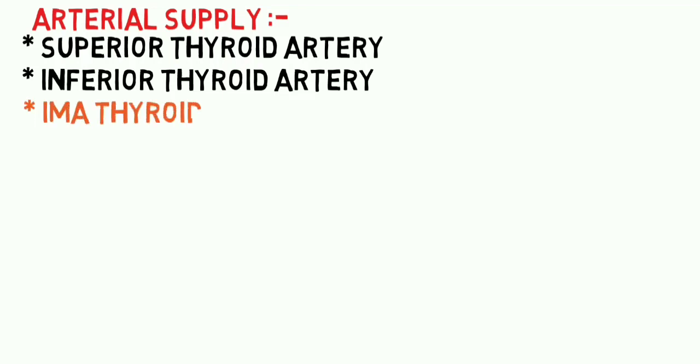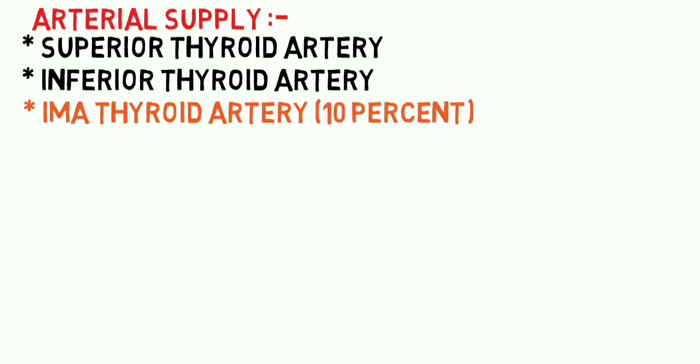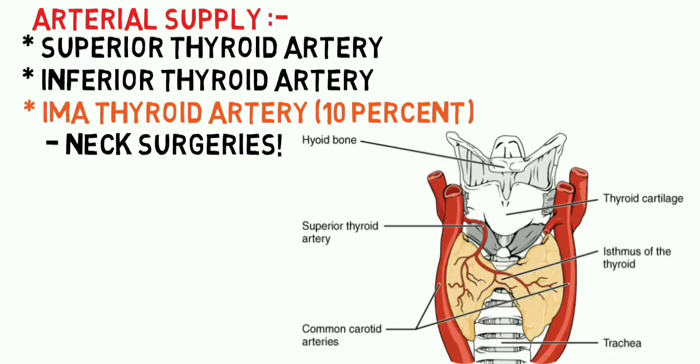In about 10% of cases, there is one more artery known as the thyroid ima artery. Now this artery can be damaged in neck surgeries. It is present in the midline in those 10% of individuals. So in neck surgeries, care has to be given not to damage these arteries because they are potential bleeding arteries. They can cause a lot of bleeding if damaged. And we have to note that they are present only in 10% of the population.